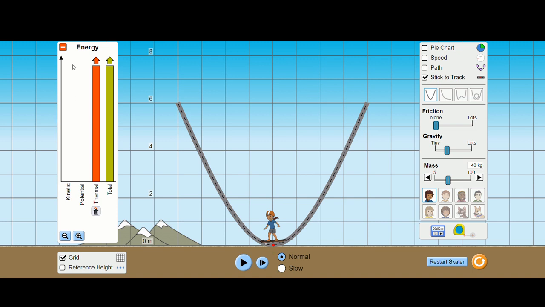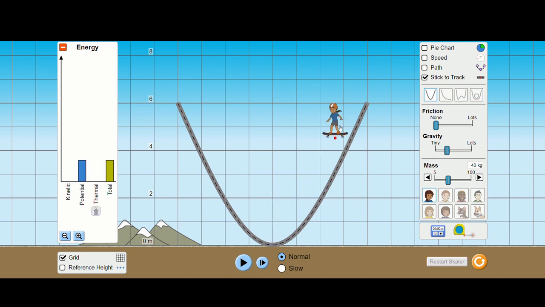And on my left hand side you can see these are the different energies. So this is total energy. You can see the total energy is equal to potential energy right now. The thermal energy is 0, and of course kinetic energy is 0 since the person is not moving. Now let me start the simulation and see what happens.